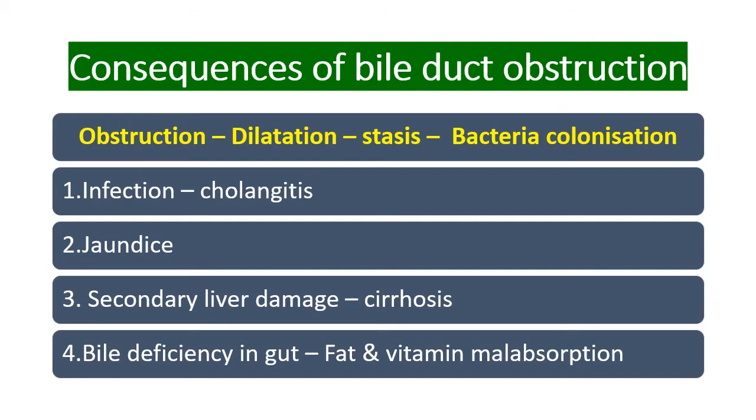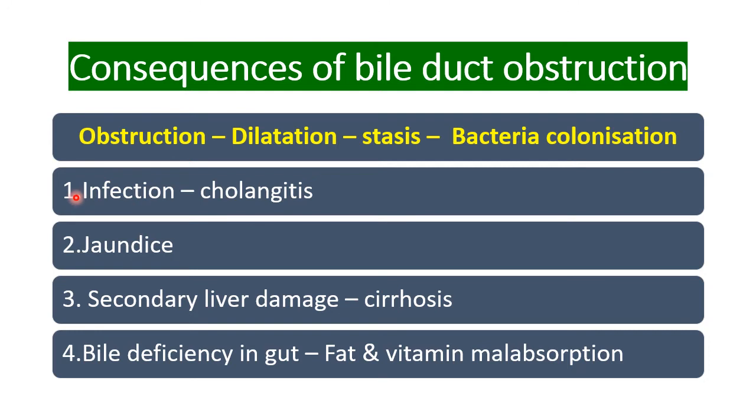What are the consequences of bile duct obstruction? This is the progression of the obstruction that takes place in the bile duct. First, there is obstruction by, for example, a stone. There's obstruction of the duct, followed by dilatation of the proximal segment of the bile duct, leading to stasis of bile within it, and this leads to colonization by bacteria, and that predisposes the patient to bacteremia and septicemia.